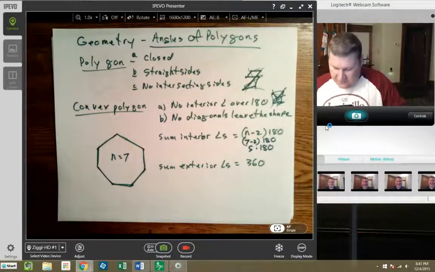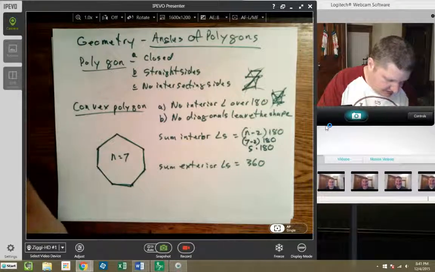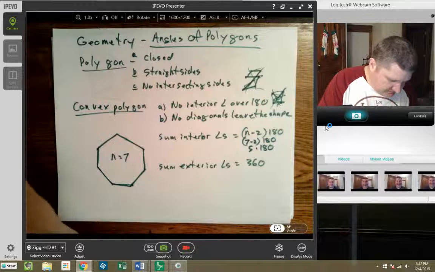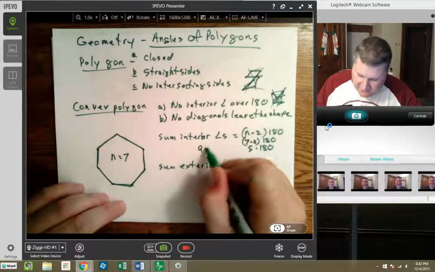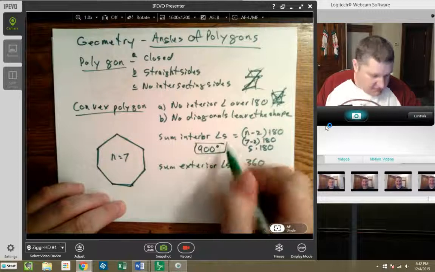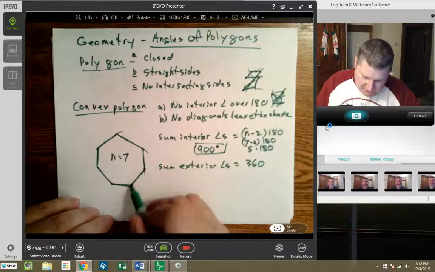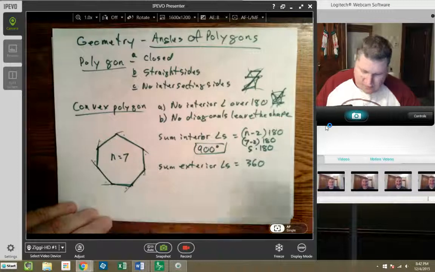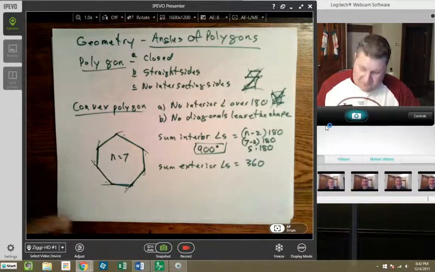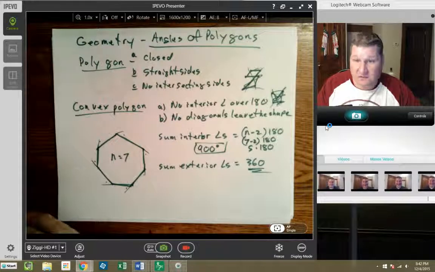Now, if I do 5 times 180, that's going to be something here. I'm going to grab my calculator, see what I come up with. So I have 5 times 180. There we go. And I come up with 900 degrees. Now, the sum of the exterior angles, if we had one exterior angle at each piece, here, here, here, here, here, here, here, you would have 360 degrees. So the sum of the exterior angles is 360 degrees.